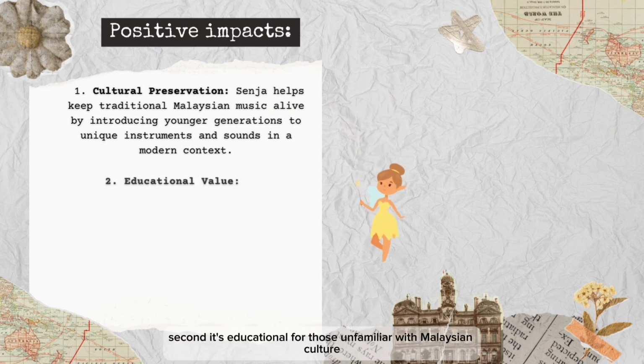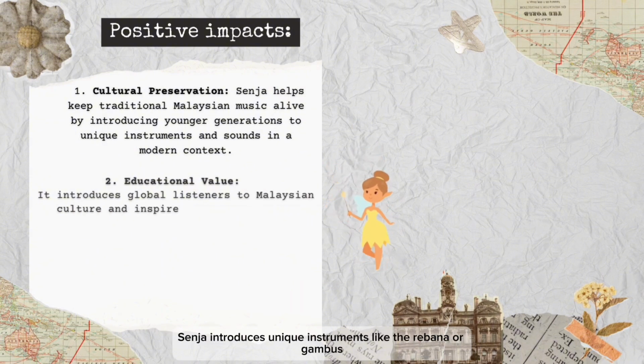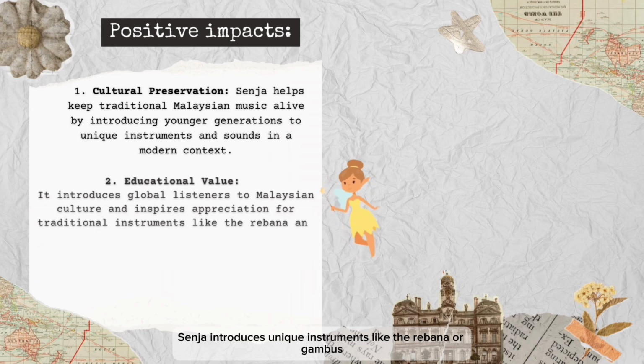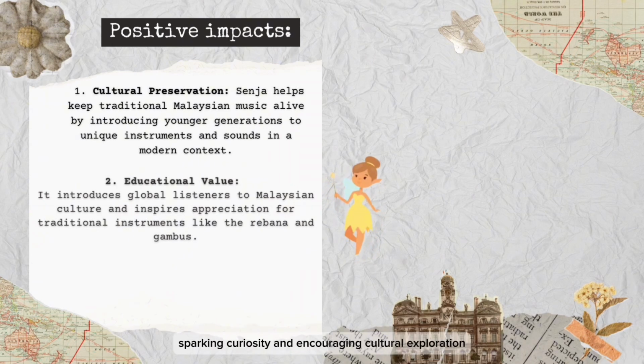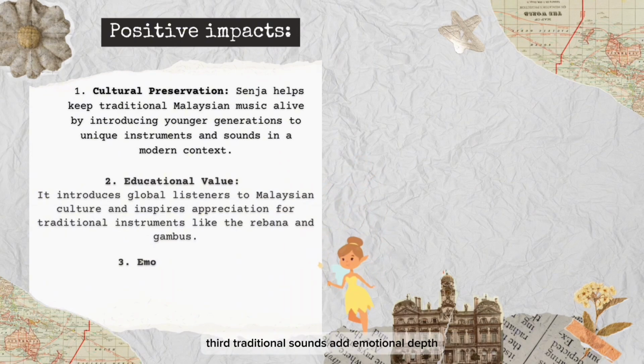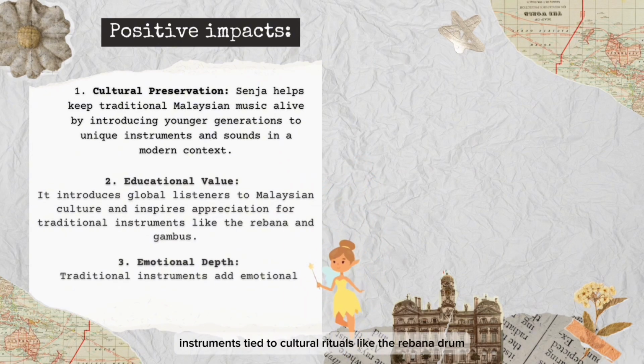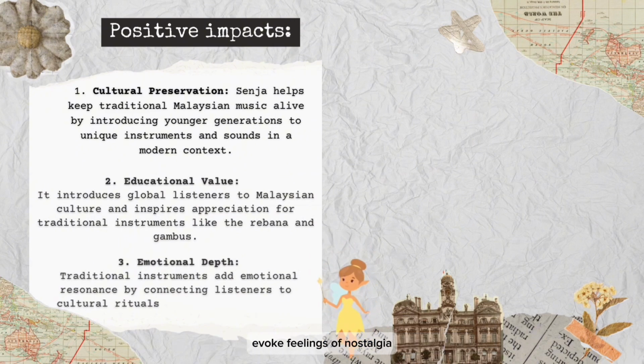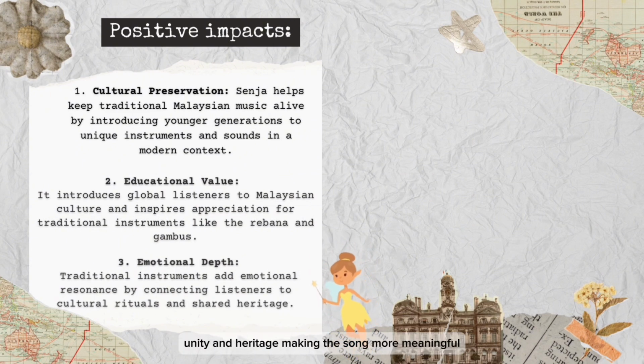Second, it's educational. For those unfamiliar with Malaysian culture, Senja introduces unique instruments like the rebana or gambus, sparking curiosity and encouraging cultural exploration. Third, traditional sounds add emotional depth. Instruments tied to cultural rituals like the rebana drum evoke feelings of nostalgia, unity, and heritage, making the song more meaningful.